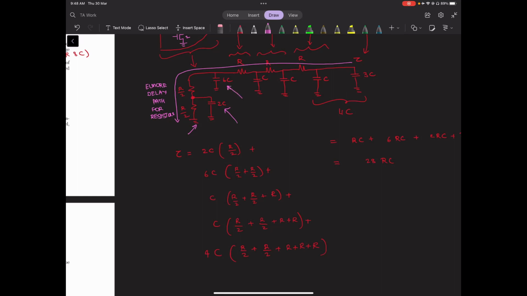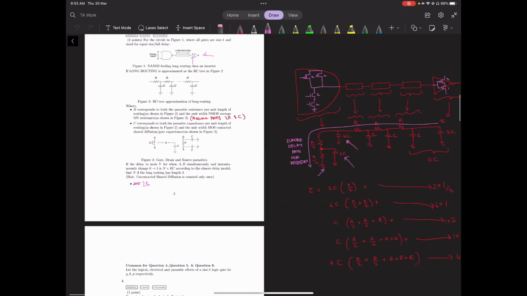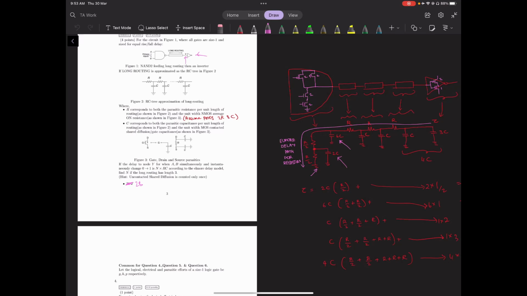Similarly, if you take the 6C guy, right, this is the path from the capacitor to the ground, and you have R by 2 plus R by 2, right? So on and so forth. You can go and fill this Elmore delay expression. Yeah, sorry. So the whole thing works out to be 28 RC, and this is the answer configured in the assignment, right?